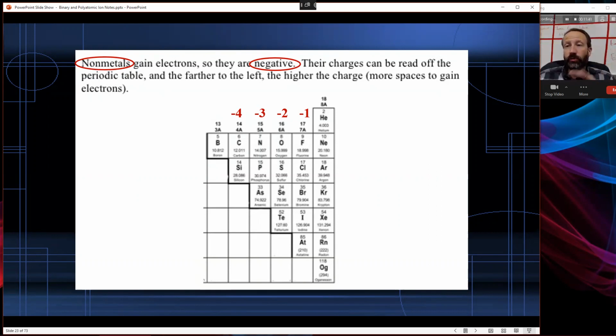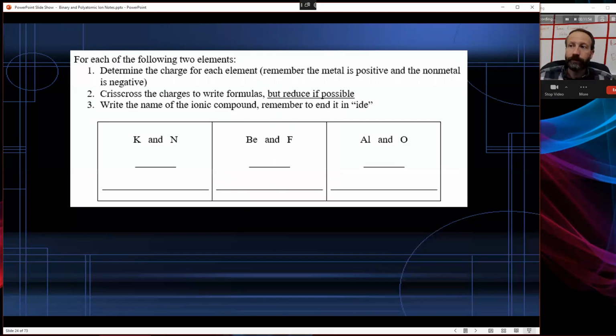So this was review, but we needed to review because you are required to be able to find the charges to know what to crisscross. Am I asking you to memorize them? No, I'm asking you to be able to look up at the table and know what the charge is. So we're going to do some examples, and in these first examples I already did step 1 for you. Step 1 is you write the symbols. We're going to write the symbols, write the charges, crisscross and reduce. After we go through writing the formulas, we're going to talk about writing names.